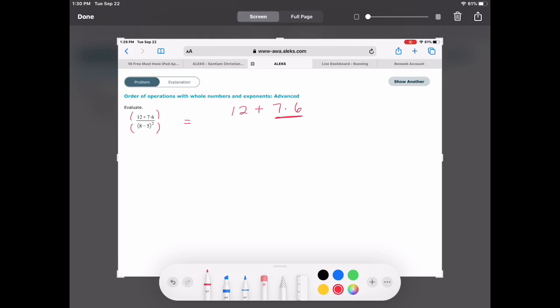Notice that 7 times 6 is 42. That has to happen first. And 12 plus 42 is 54. So that'll go on the top of our fraction. Okay. And on the bottom we have 8 minus 5 in parentheses squared. Okay. Parentheses come first. A little bit later we'll deal with what happens when there's a variable in there and you can't do what's in the parentheses. But in this case we do know how to do 8 minus 5. 8 minus 5 is 3. 3 squared. And 3 squared is 3 times 3, which is 9. 9 goes on the bottom.